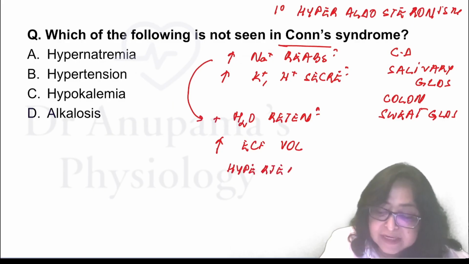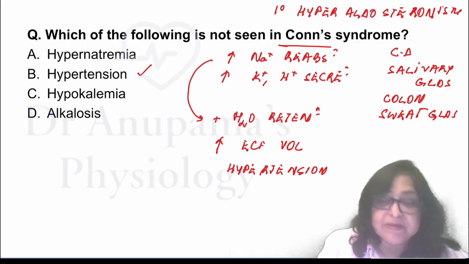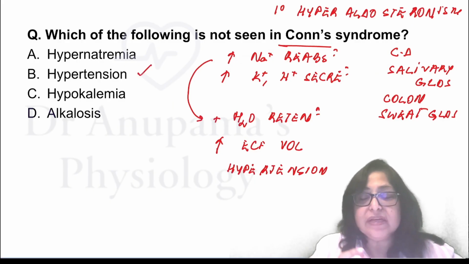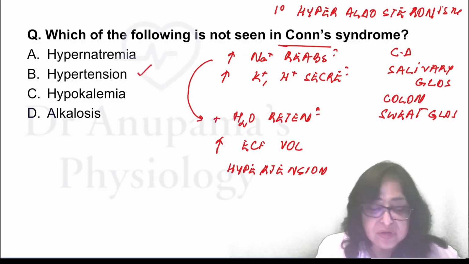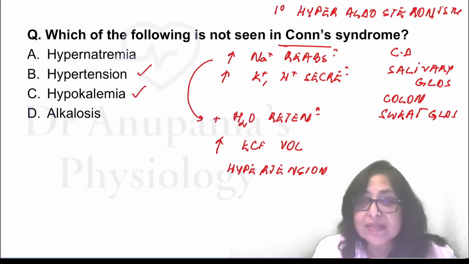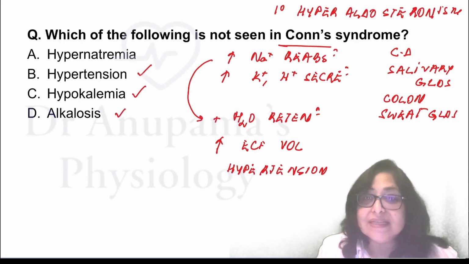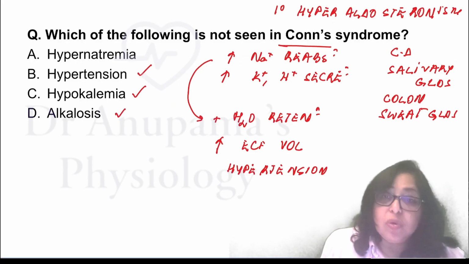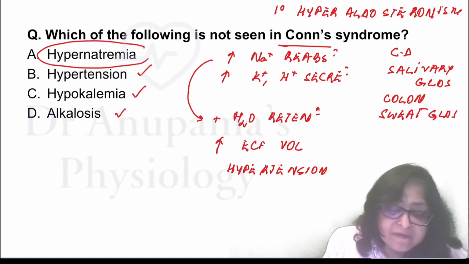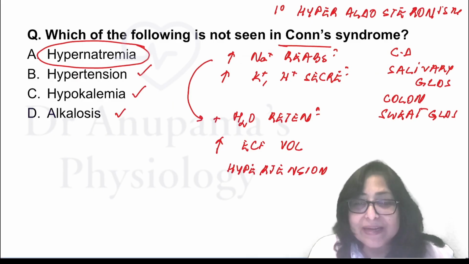So hypertension is definitely a feature of Conn's. Hypertension will be seen. What will happen to the plasma potassium levels? Aldosterone will increase the potassium loss in urine, producing a hypokalemia. What about the H+? Aldosterone increases H+ secretion in urine, causing an alkalosis. So by exclusion, what we are not going to see is hypernatremia. And this is very easily explained.